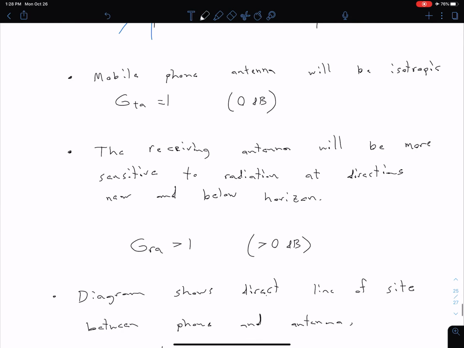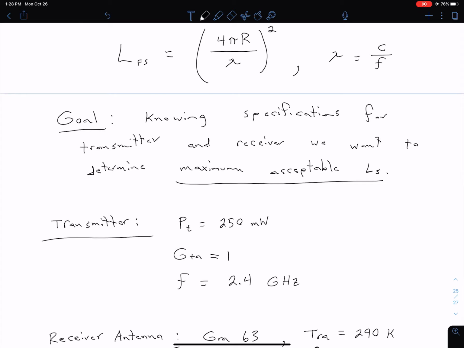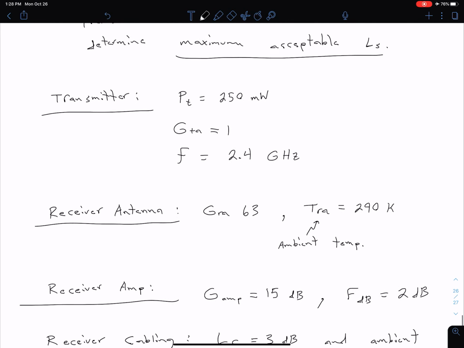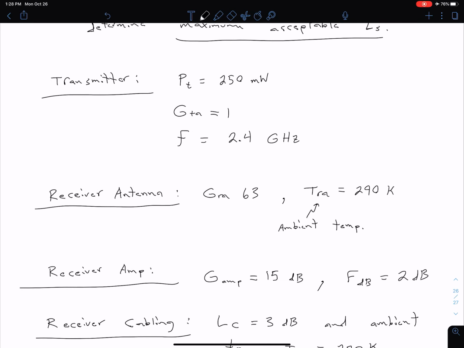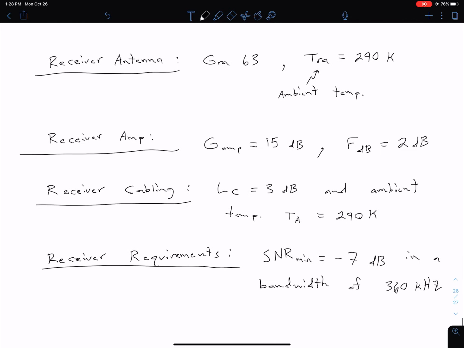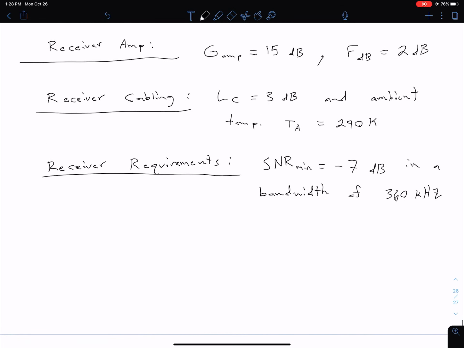So let's just refresh ourselves briefly on our specifications. Again, we're looking for our maximum acceptable space loss. We have our transmitter power, our transmitter antenna specifications, our frequency, our receiver antenna specs, receiver amplifier specs, receiver cabling specs, and then ultimately we said our receiver needs a -7 dB signal to noise ratio or higher in a bandwidth of 360 kHz in order to operate.